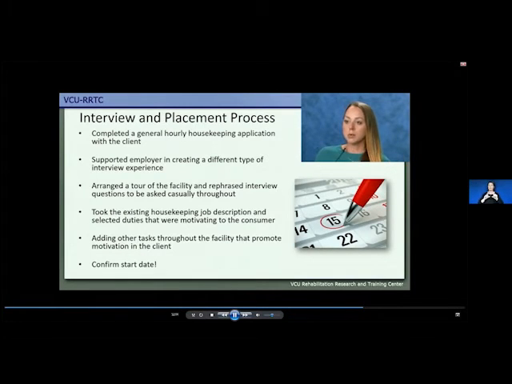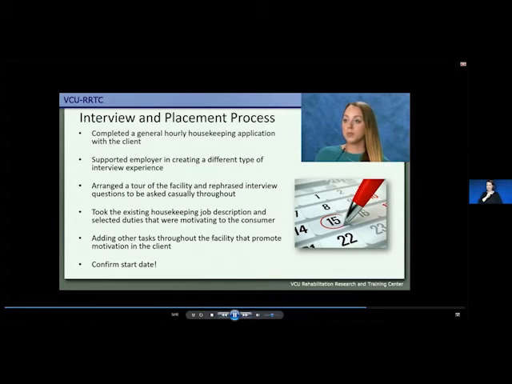So the employer and I brainstormed, and we came up with the idea to kind of combine a tour of the facility as well as an interview. So we came up with some different questions based off of what the human resources questions were, and rephrased those a little bit to really fit the needs of the client, to really elicit those responses that would demonstrate how well his skills and his personality would fit into this work culture.